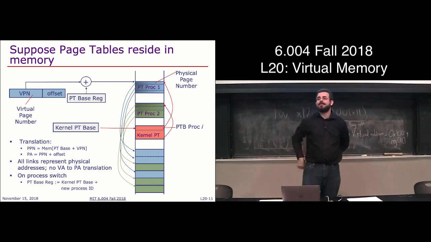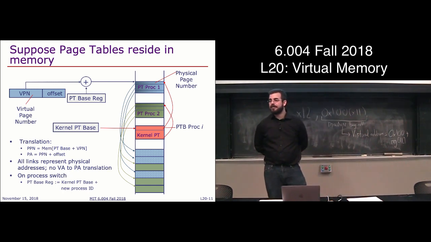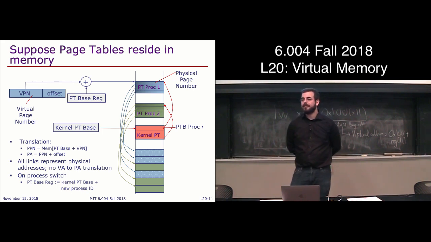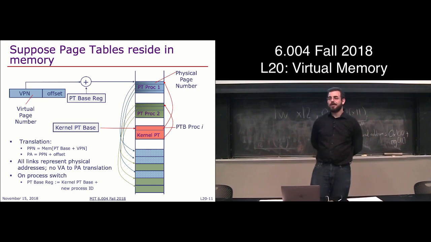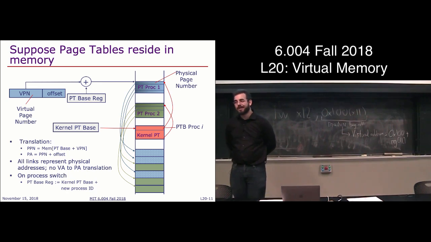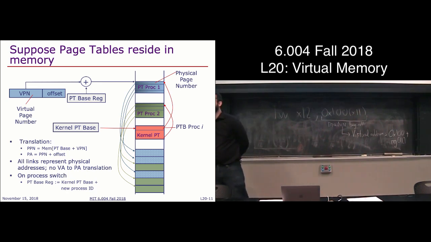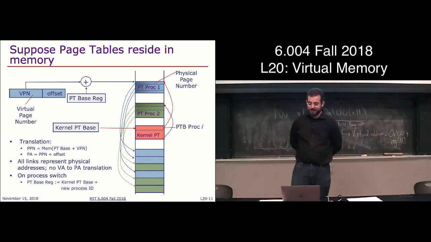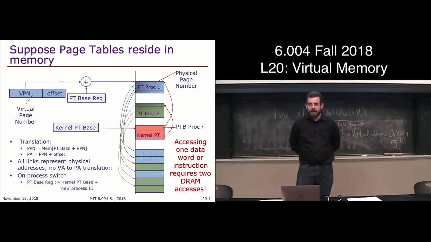Yes? Wait, is the virtual page number part of the virtual address of the program? Yes. So we're going to go from the virtual address, we get the virtual page number, which we then go through the page table to get the physical page number, to which we then append the offset to get the physical address. So it's a multi-step process. Okay.